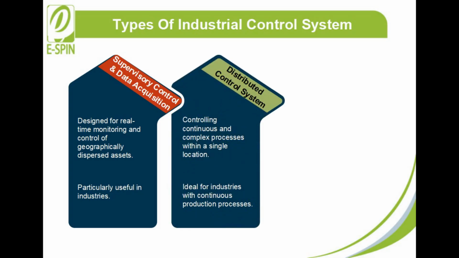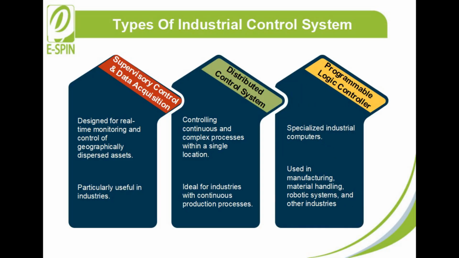2. Distributed control system, used for controlling continuous and complex processes within a single location, such as oil refineries, chemical plants, and large-scale manufacturing facilities. Its application is ideal for industries with continuous production processes, such as oil and gas refining. 3. Programmable logic controller, specialized industrial computers used for controlling discrete processes, such as those in manufacturing, assembly lines, and machine automation. Its application is widely used in manufacturing, material handling, robotic systems, and other industries that require real-time control of machinery.